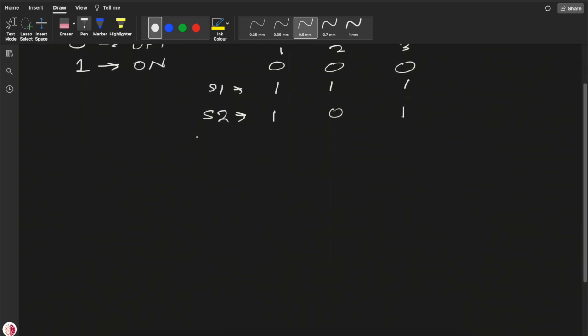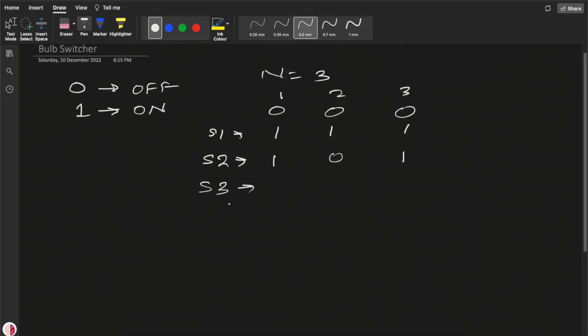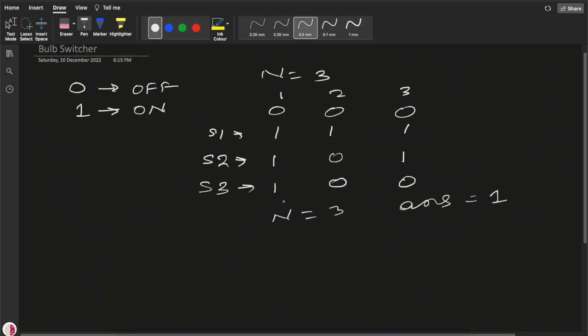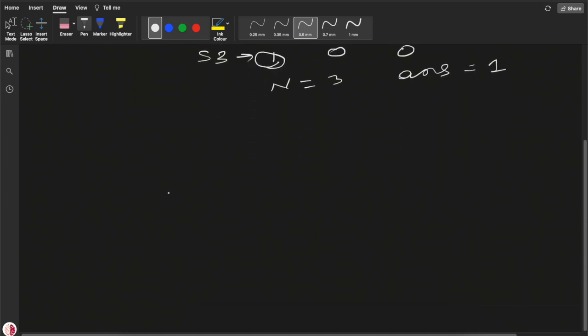Then step 3. In step 3 we need to toggle the multiples of 3. So the first one will be as it is, the second one also will be as it is, and this one will toggle to 0. So finally the answer will be the number of bulbs which are on. So for n equal to 3, the answer is 1, because only one bulb is on.